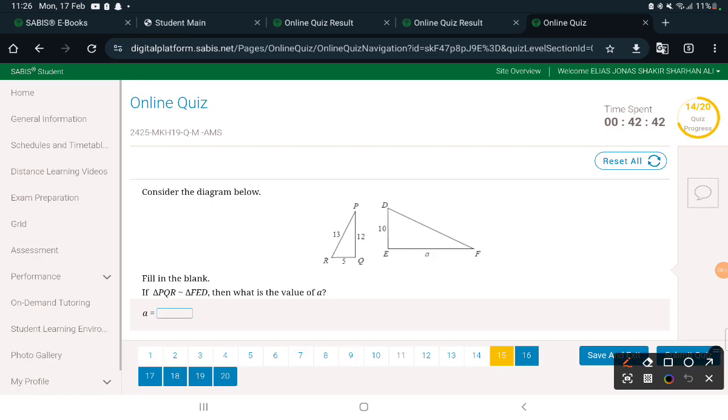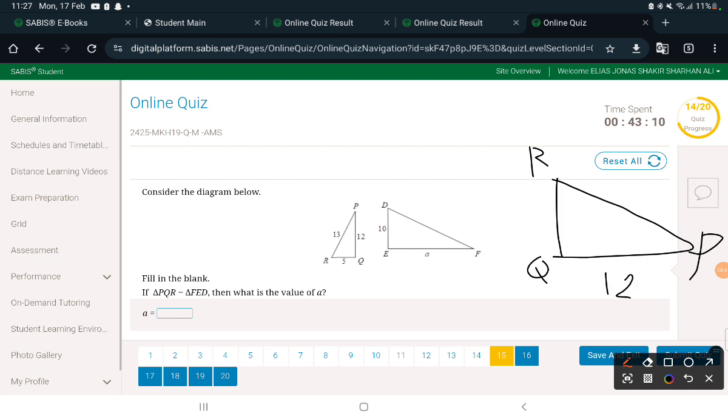Okay, we need to rearrange this to make them look similar. P is similar to F, so P will be over here. Q is similar to E, so Q will be the right angle. And then R is similar to D, so R will be up top. Okay, and now let's write their values: 12, 5, and 13. Now we just use the proportionality theorem.